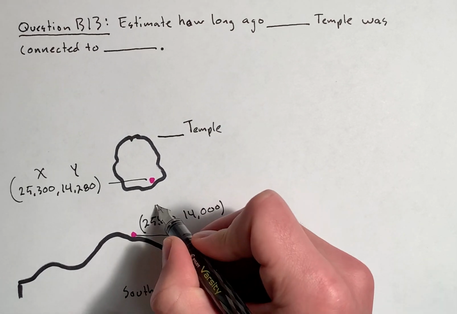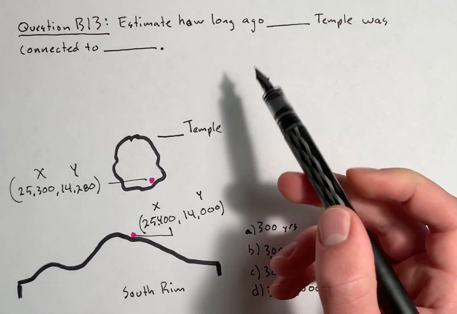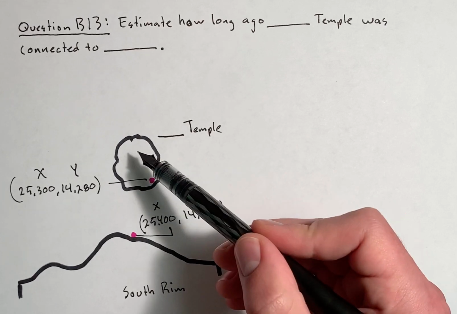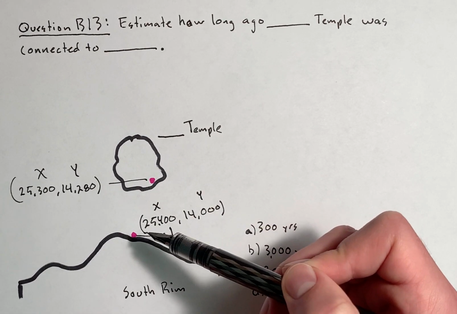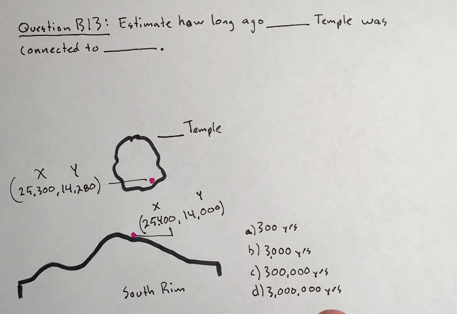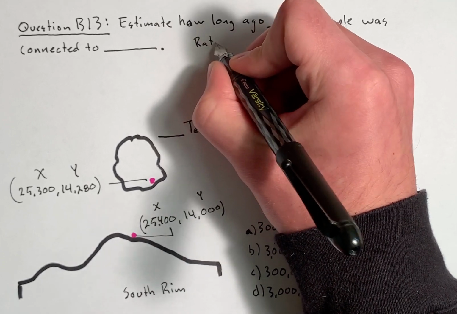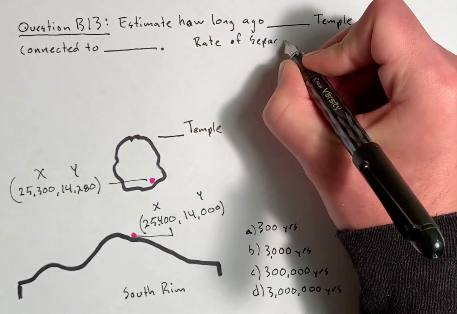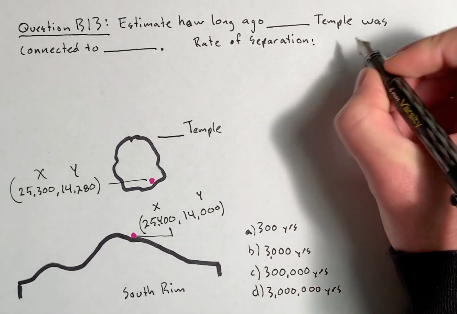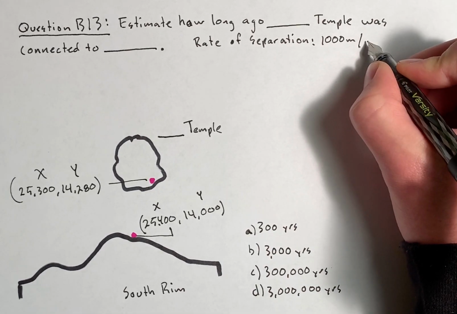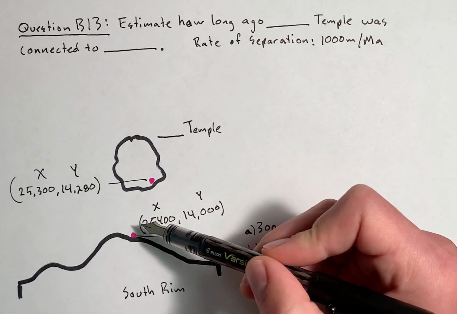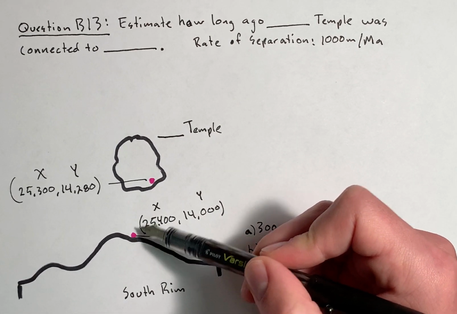So how are we going to use these two sets of coordinates to estimate how long ago the temple, our example temple, was connected to, say, the South Rim or another nearby piece of topography? Well, there's two things we need. One of them I haven't given to you yet, but in the question, it will be stated right here. So for this example question from the PDF, we are given that the rate of separation is 1,000 meters per million years. So every million years, our temple and our topography get 1,000 meters farther apart.